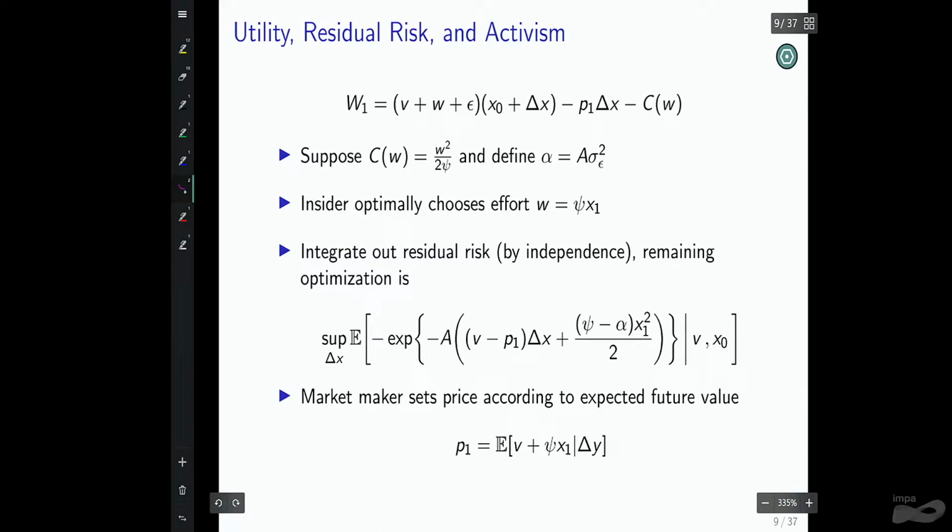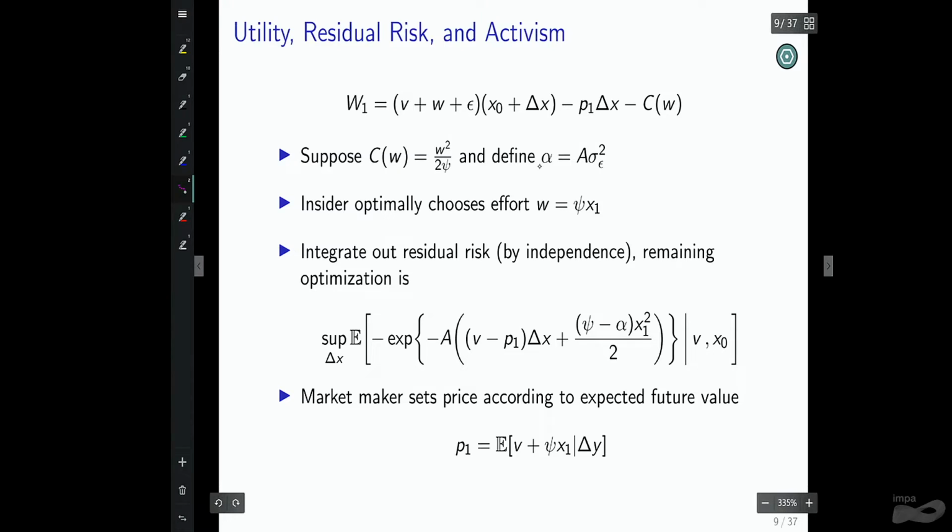So how do these things all interact when we actually put everything into the utility function? Let me introduce a little bit of notation first, okay? For tractability reasons, we're going to consider a quadratic cost to this effort, parameterized by this parameter psi. From now on, I'm just going to call psi activism. If psi is very large, this means the cost is small, and the shareholder has a very strong sense of activism, okay? So large psi means large activism.